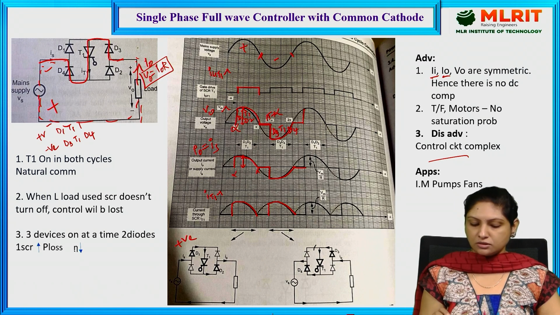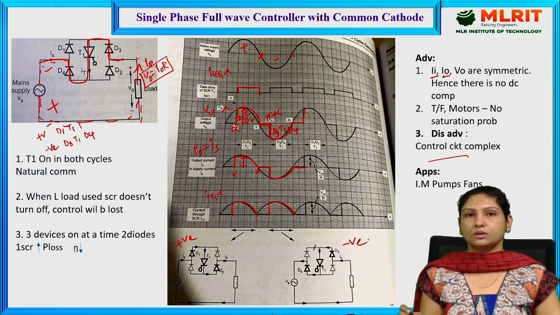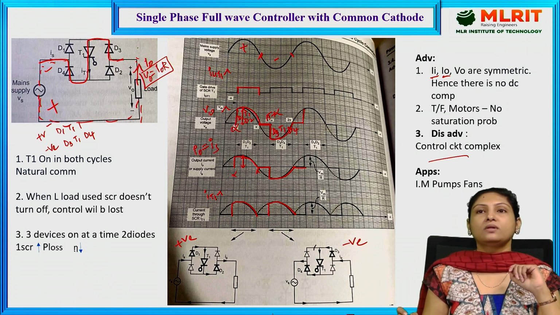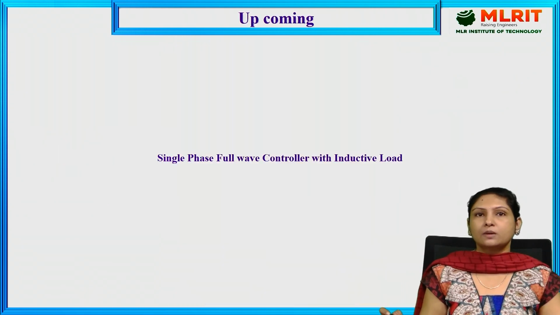This is the individual circuit diagram during the negative half cycle of the supply voltage. So this is all about the various configurations of the single phase full wave controller. That is, we have the common cathode configuration and the other is the bridge rectifier with 1 SCR. And in the coming lecture, we'll be seeing the single phase full wave controller with inductive load.